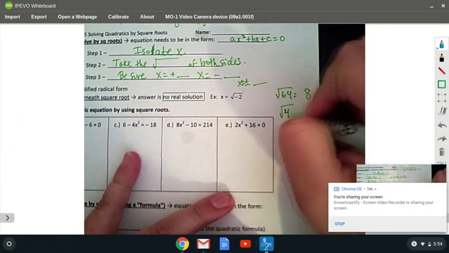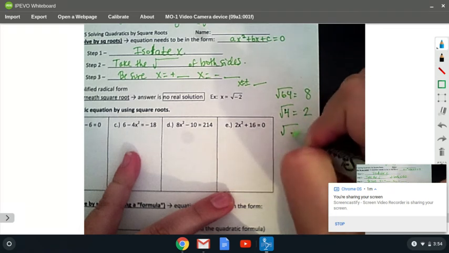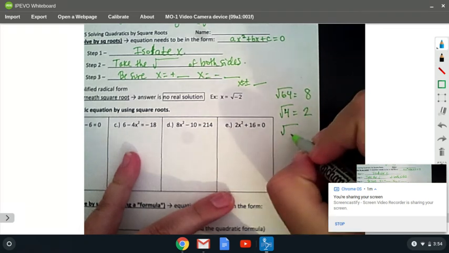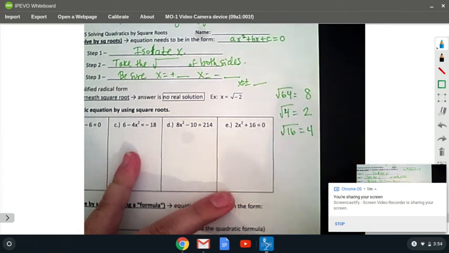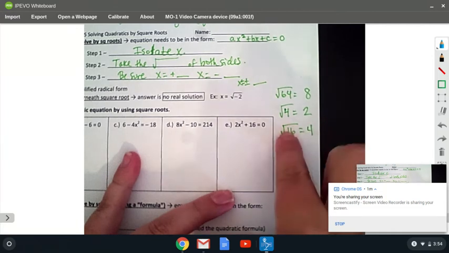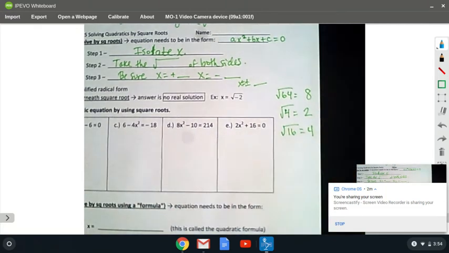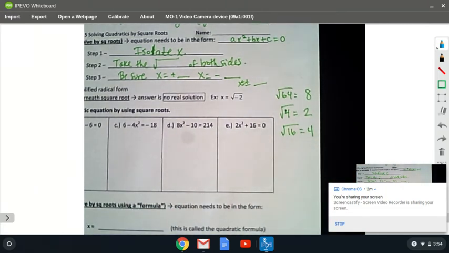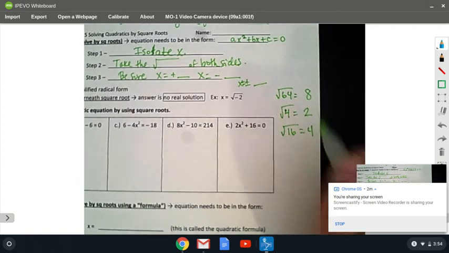To go simpler, square root of 4 would be 2. Square root of 16 would be 4. Okay, we can keep going. So it's just whatever number has to multiply by itself to get the number in the square root. Okay, we've done these many times. If you're having trouble, I can also upload a table to help you with some square root facts.